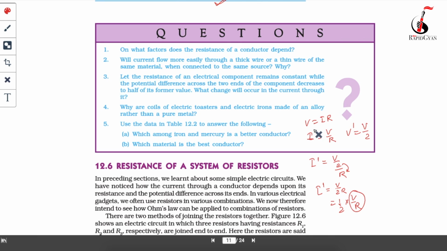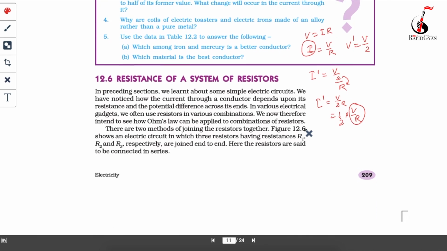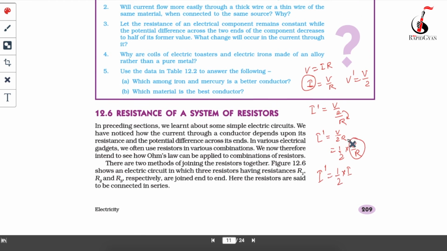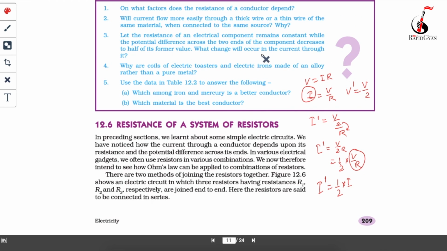V upon R was nothing but your I. So can I write it like this? That I dash means new current will be half of the original current. So this is what in your question they are asking, beta. What change will occur in the current through it? So current will become half.